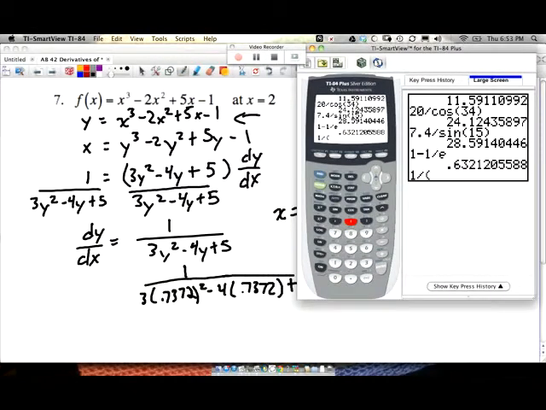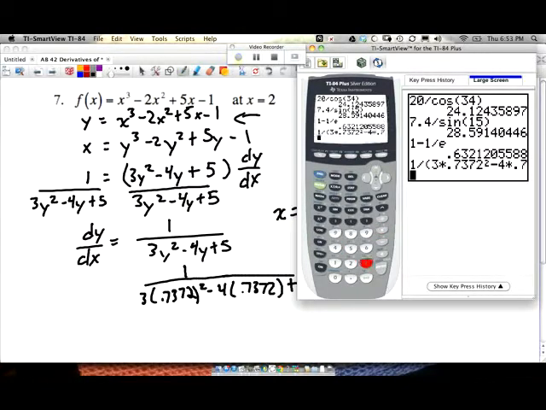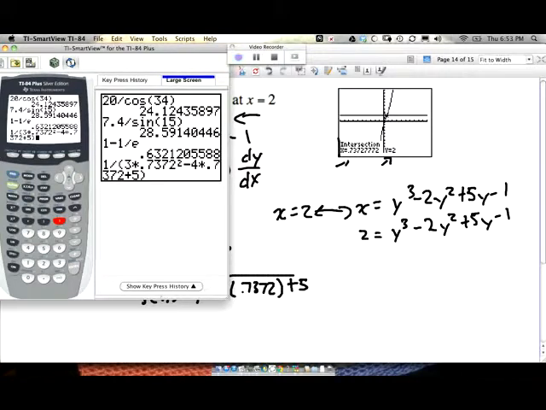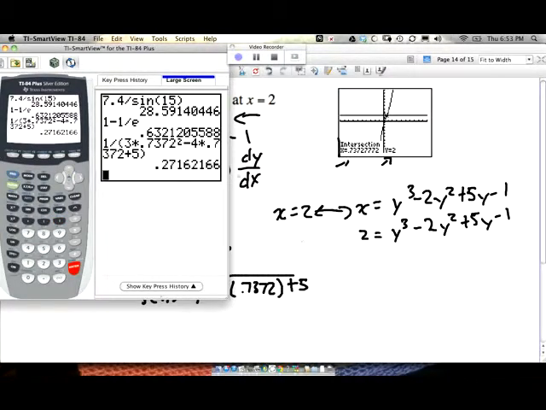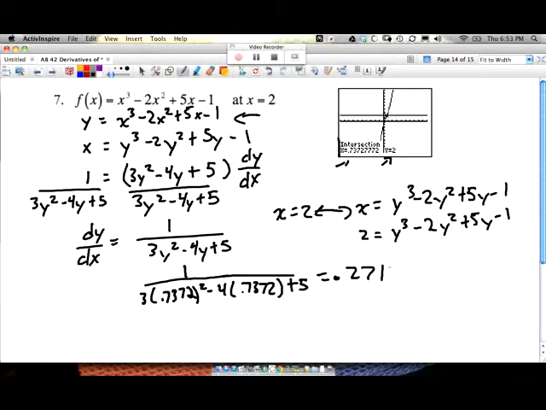3 times 0.7372 squared minus 4 times 0.7372 plus 5. So all that's in my denominator. There we go. Calculate it. 0.2716. So this equals 0.2716. Excellent.